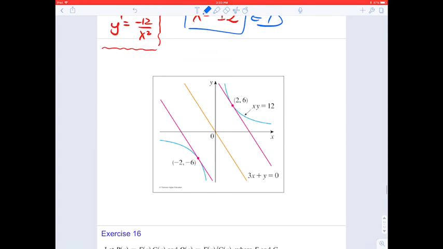And I do have a graph. Let's see. We can see this is negative 2 and this is positive 2. The yellow line is the given line and both of the pink ones are the tangent lines, and they are parallel.